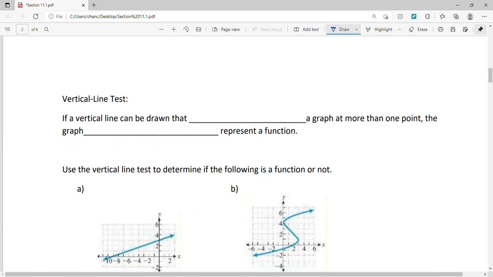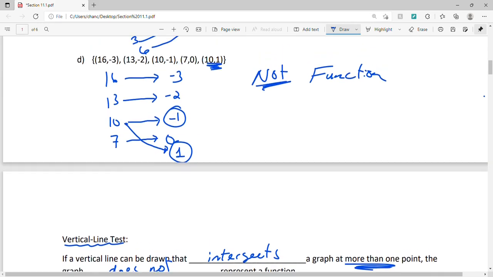Let's look at the vertical line test. If a vertical line can be drawn that intersects a graph at more than one point, the graph does not represent a function. Let's look at our previous example, part D.